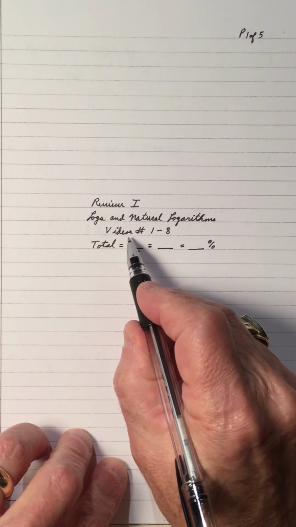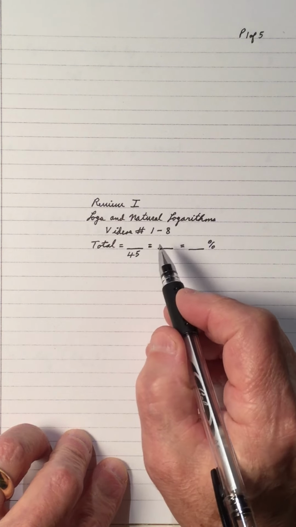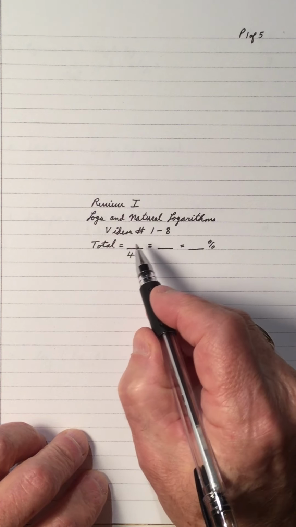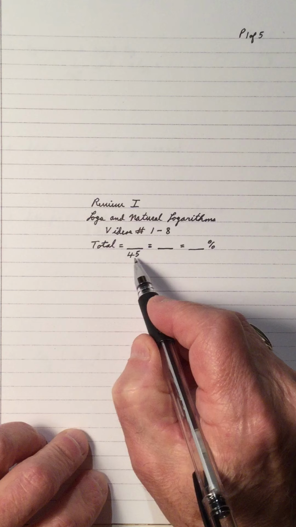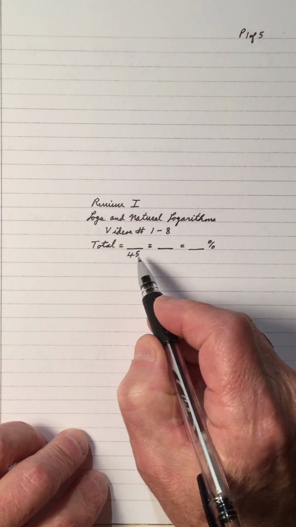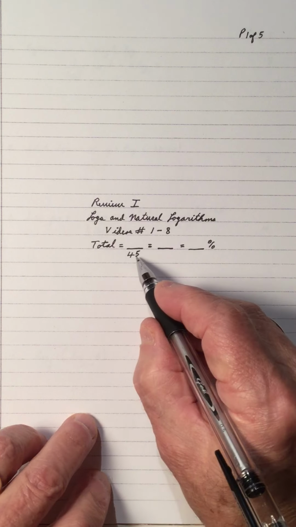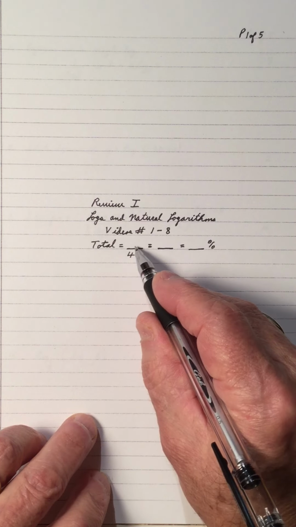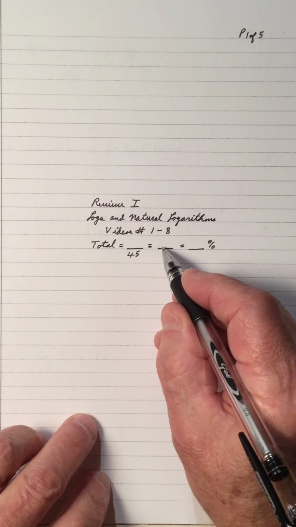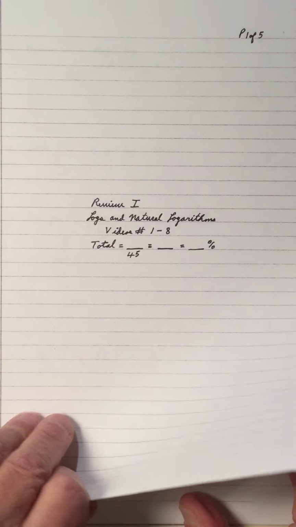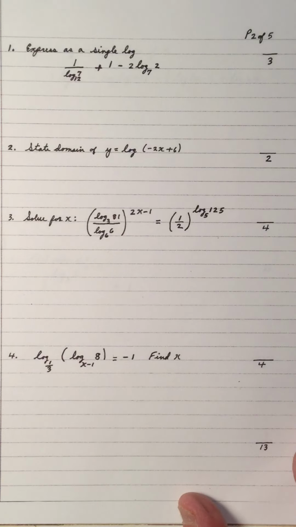This review is on videos 1 to 8, and as in all reviews we can mark it as a quiz, and this one will be marked out of 45. So you mark each question as you do it, total each page, put it over 45, divide 45 into the numerator, get a decimal, and move your decimal 2 places to the right to get a percent. So let's see how well you know the first 8 videos.